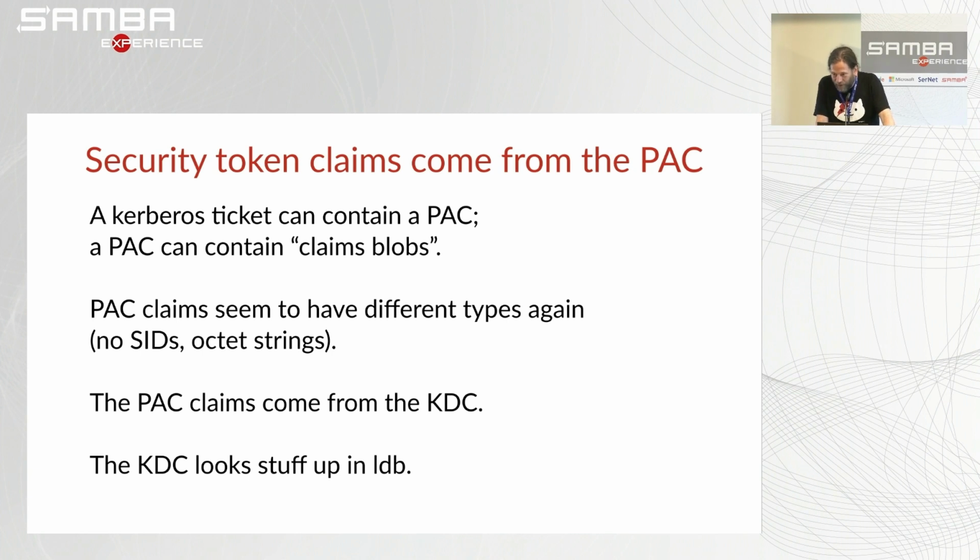And then the security token claims come usually from a PAC. And the PAC is like a secure blob in the Kerberos ticket that, from the point of view of the claims, is like a key-value store that you can trust. It's got slightly different types again. I think it might have SIDs. Might have that wrong. Anyway, it comes from the KDC, and the KDC gets the things that it's going to put in the claims from LDB in our case.